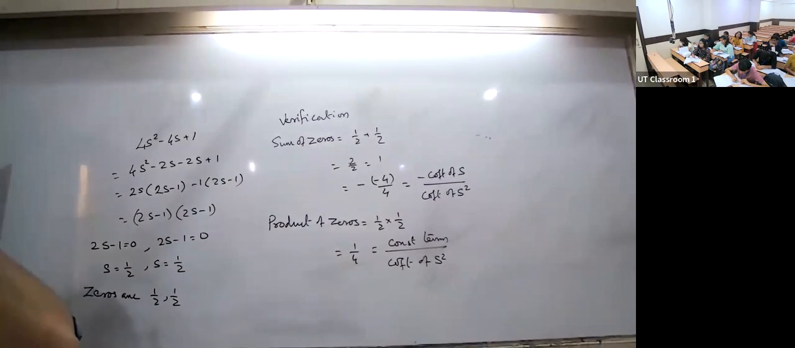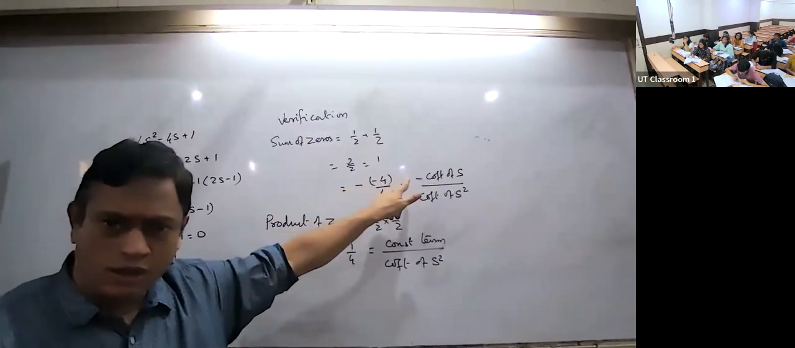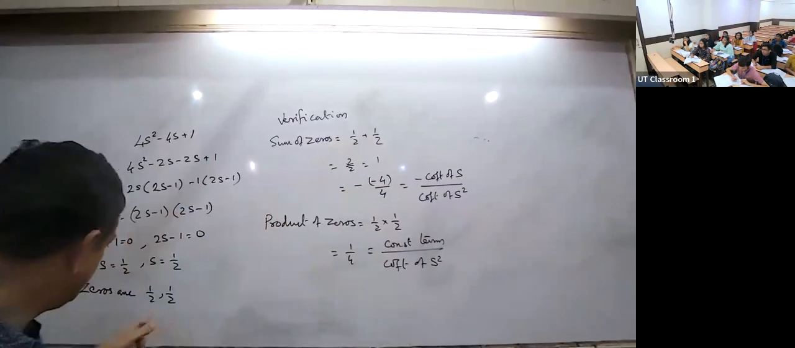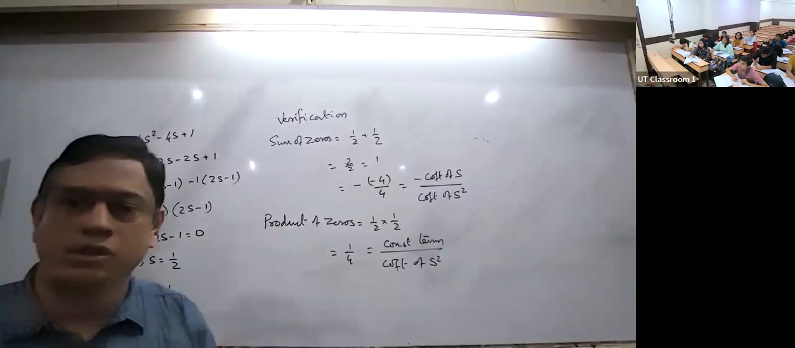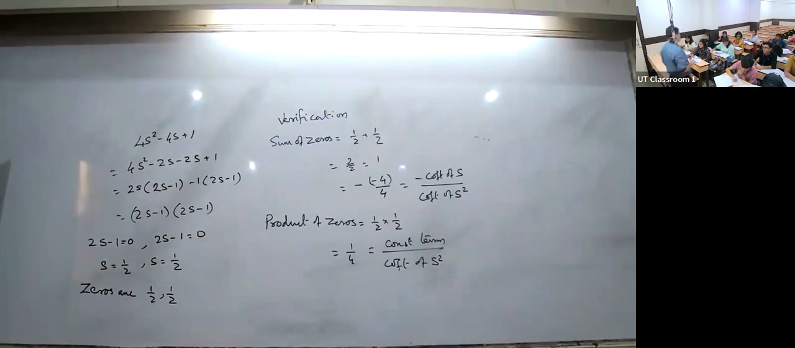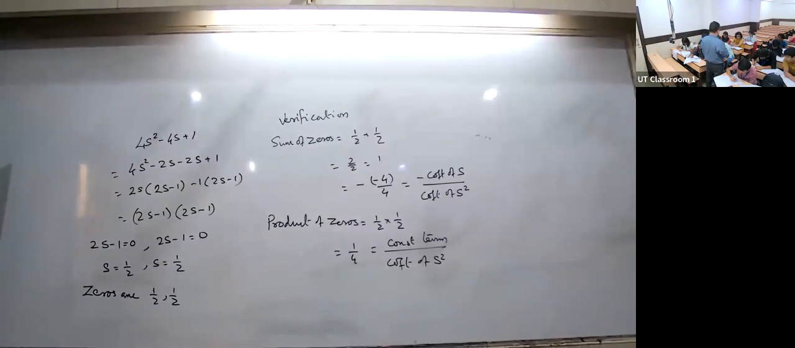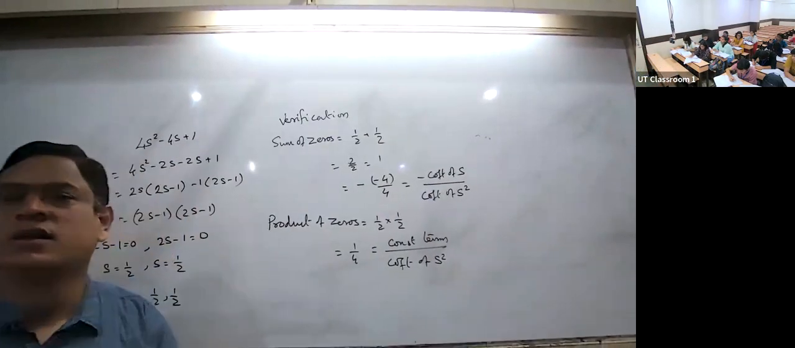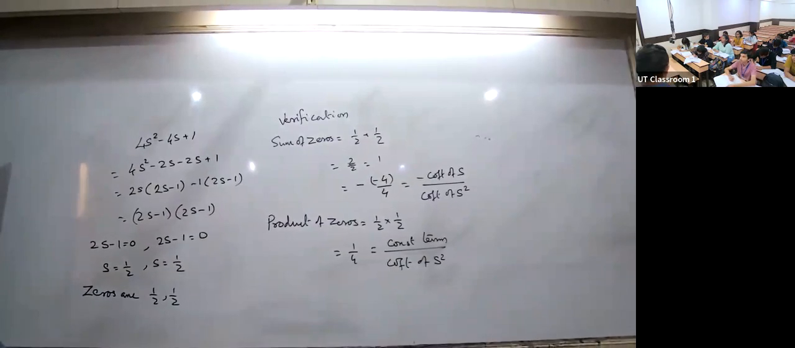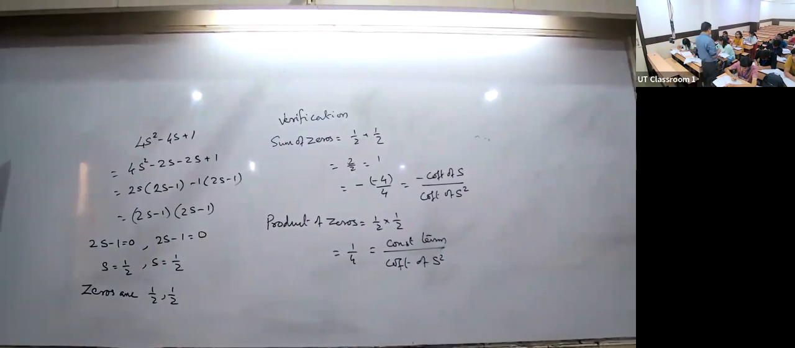Yes, dear, what happened there? Tell now. This one you got is equal to 1 now. Sum, addition 1 by 2 plus 1 by 2. Yeah, what is the question? Did you read the question? Read loudly. So what is the second part asked? Verify the relation between zeros and the coefficients. What is the relation? One is sum of the zeros and the other is product of the zeros. That is very common, sum and product. That's your second part of the question.